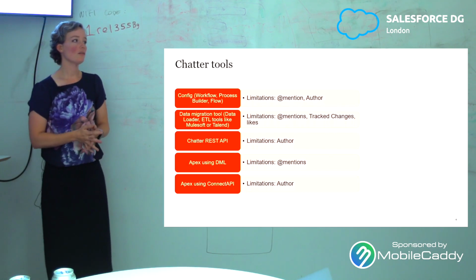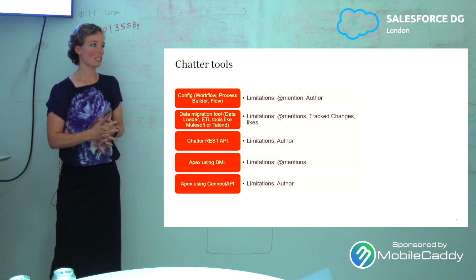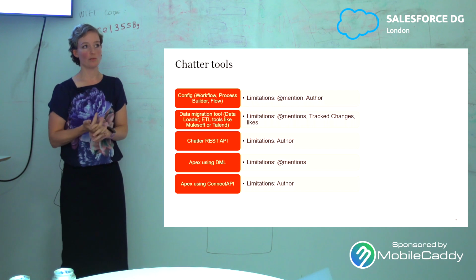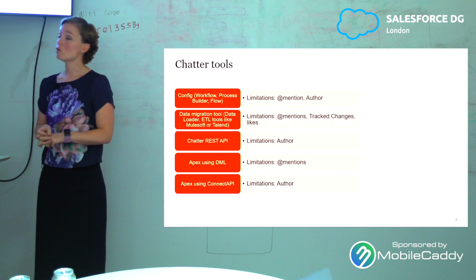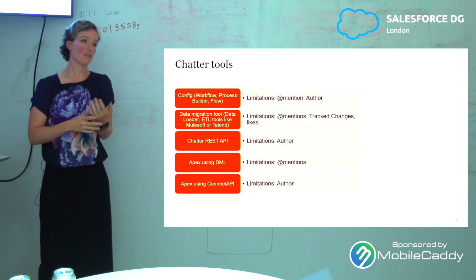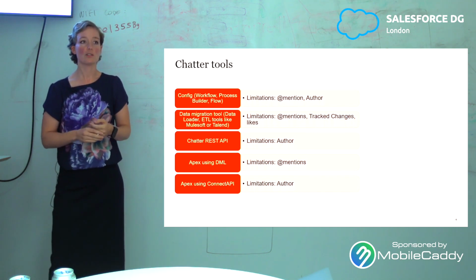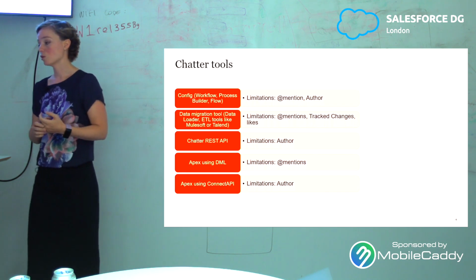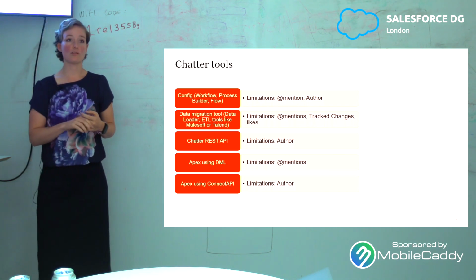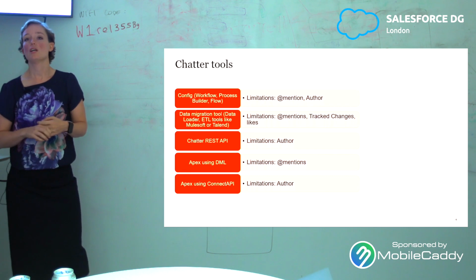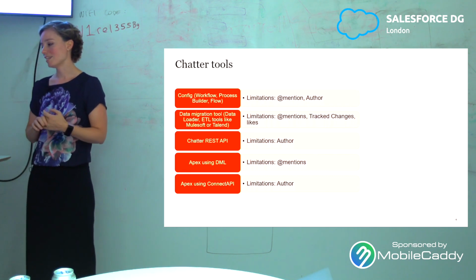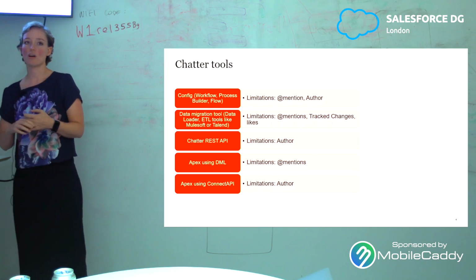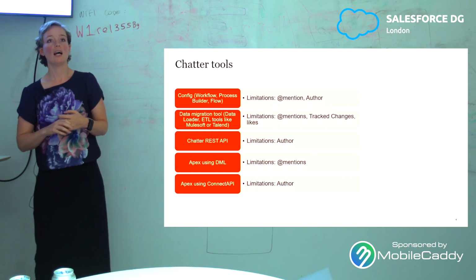Now, to create or edit Chatter data, we've got a variety of tools available. So I've just listed the most common ones here. So first of all, you normally start by trying to do it with config. So you could create workflows, Process Builder, visual flows to create or edit Chatter data. There are some limitations. The @mentions can be a bit tricky.